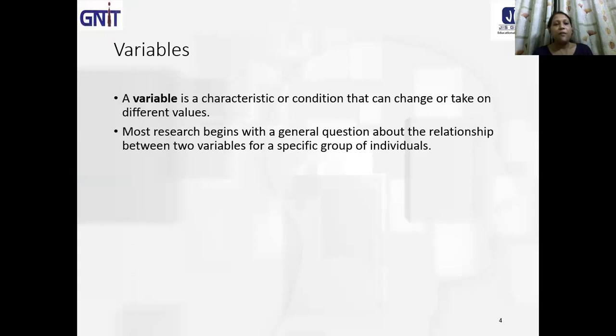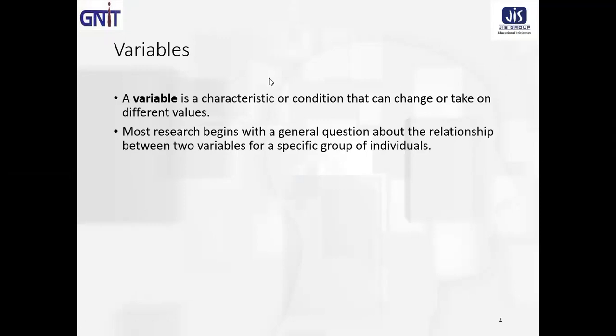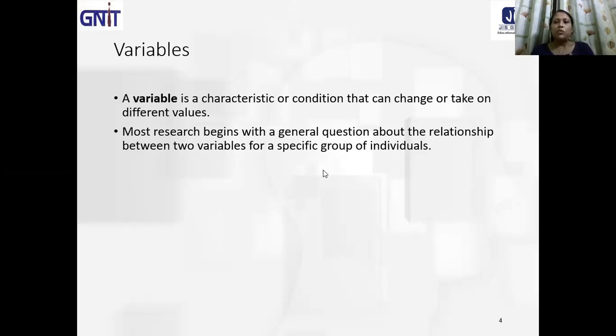So, variables. The way of presenting data in statistics is called variables. A variable is a characteristic or condition that can change or take on different values. Most research begins with a general question about the relationship between two variables for a specific group of individuals. So moving to our next slide.